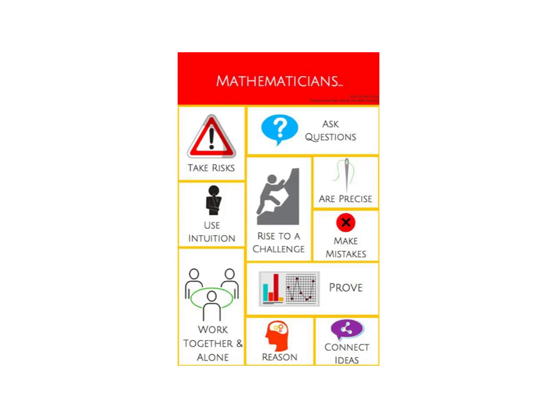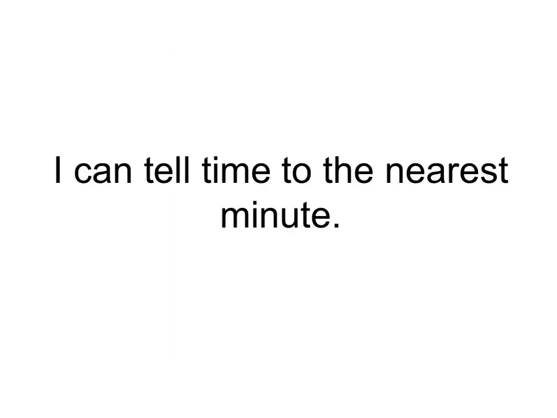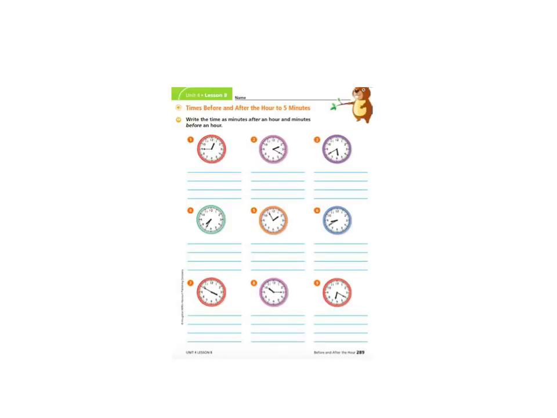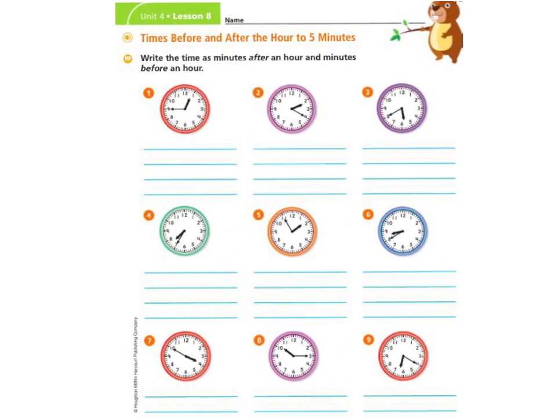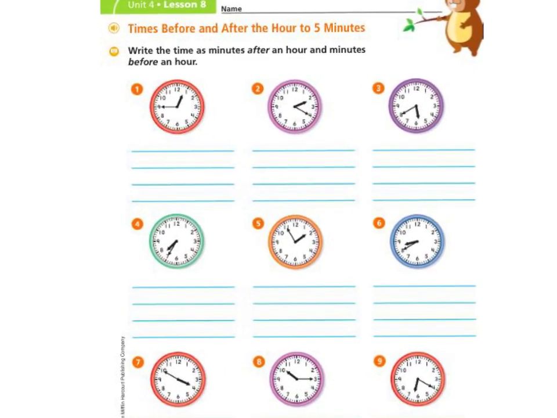All right, lesson 8 today, everybody. A lot like yesterday. So the I can is I can tell time to the nearest minute, which you did do yesterday. Now the difference today is that you're telling time after the hour and before the hour.